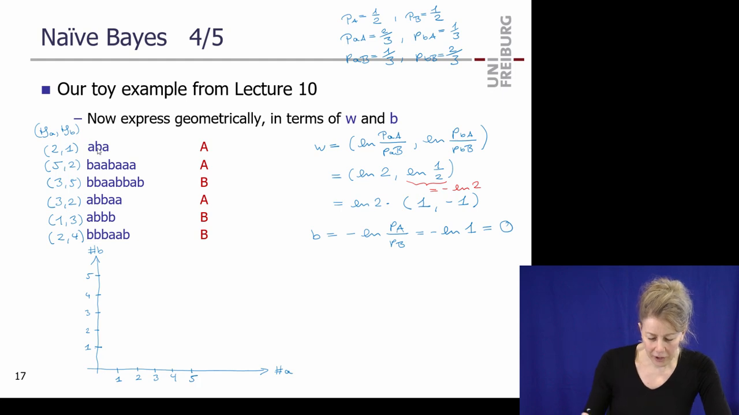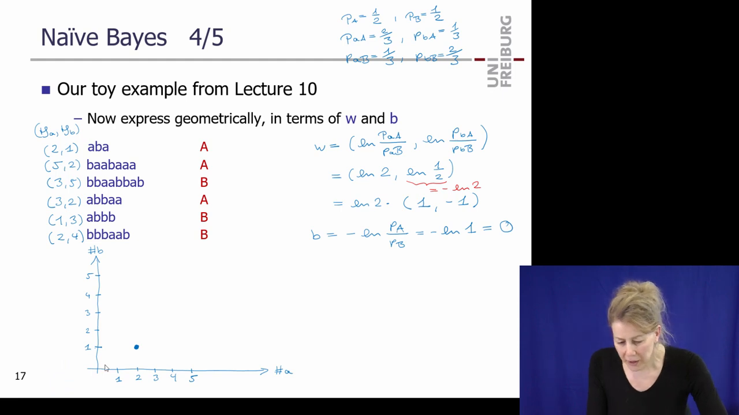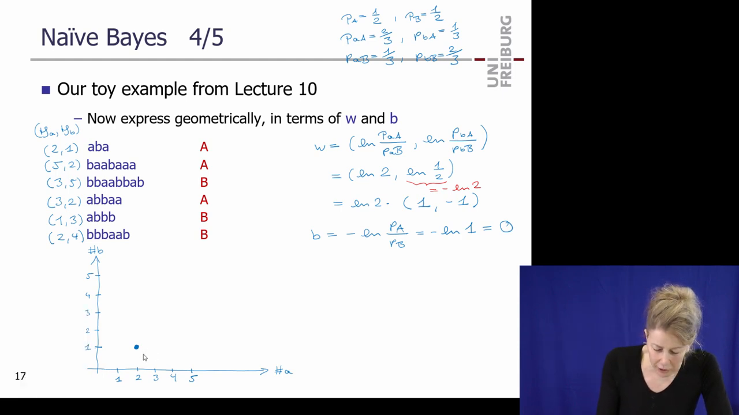So let's draw the 2, 1 point. It's here, and this has class A. Let's write the class in the same color as above, so as not to confuse anything. I think that's this red. That's the point 2, 1. The next one is 5, 2, which is here. That's the point 5, 2, also A.